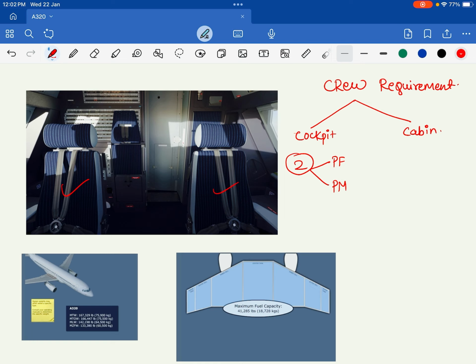Okay, let's see the next thing. Observer seat. There are also observer seats at the back. Observer seats can be 2 or 1, depending upon the aircraft and company. So this was all about the cockpit crew. Next is cabin crew. For 320 at least 5 flight attendants are required, but again as per DGCA regulation it varies with respect to the number of seats. But for 320 minimum 5 flight attendants are required.